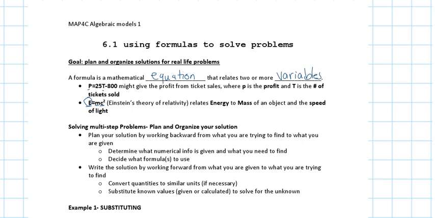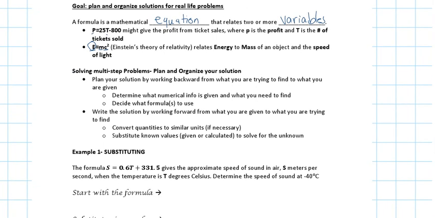So determine what numerical info you need to find. Decide what formula to use. Write the solution by working forward from what you are given to what you are trying to find. Convert quantities to similar units, which is very, very important. A lot of times students miss this part. If you don't have the same unit, centimeter should be in centimeter, meter should be in meter. If it's milligrams, it has to be grams, right? They have to be in the same unit.